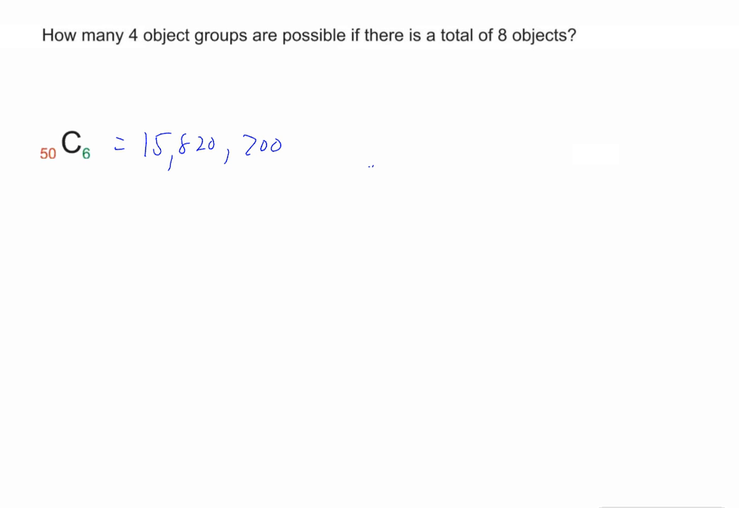15,820,700. Anybody know what the probability is of being struck by lightning? Anybody know? I think it's just over 1 million. How many of you personally know somebody struck by lightning? A couple of you. And you know a lot of people, right?